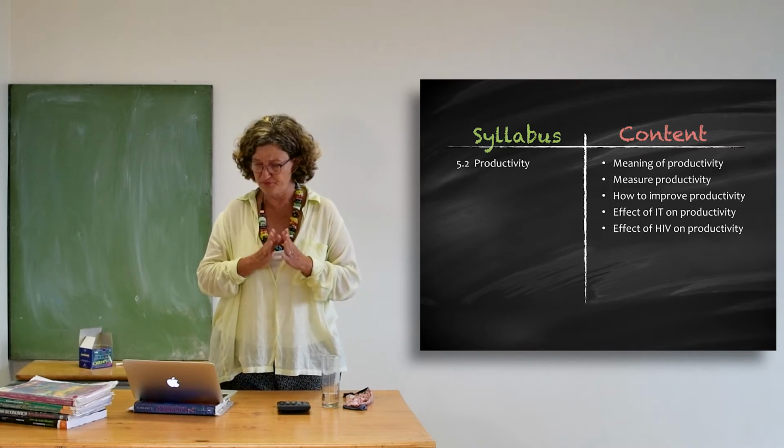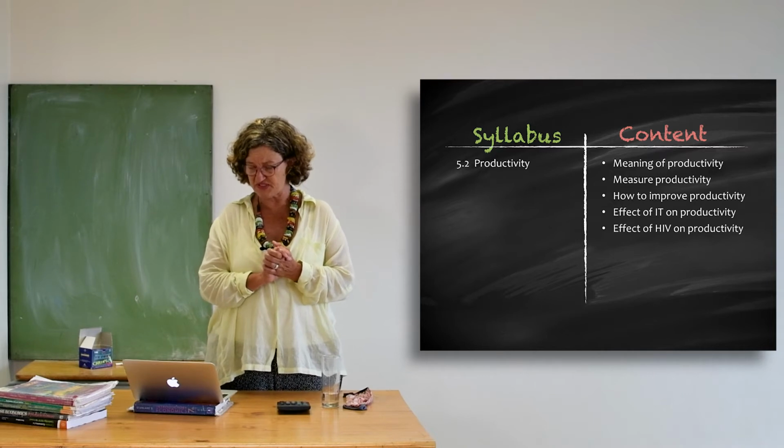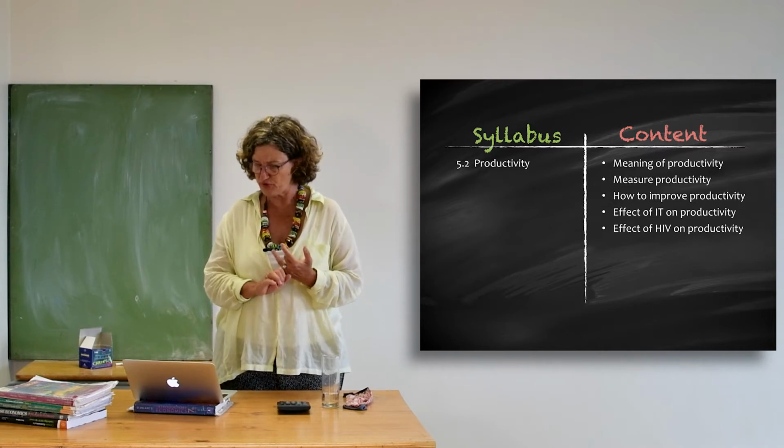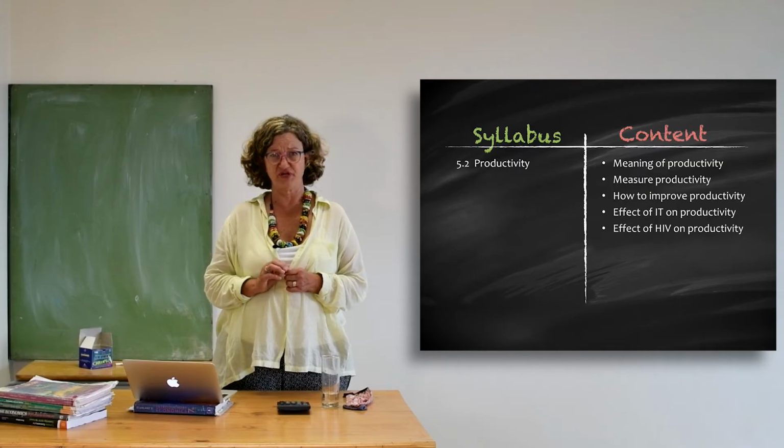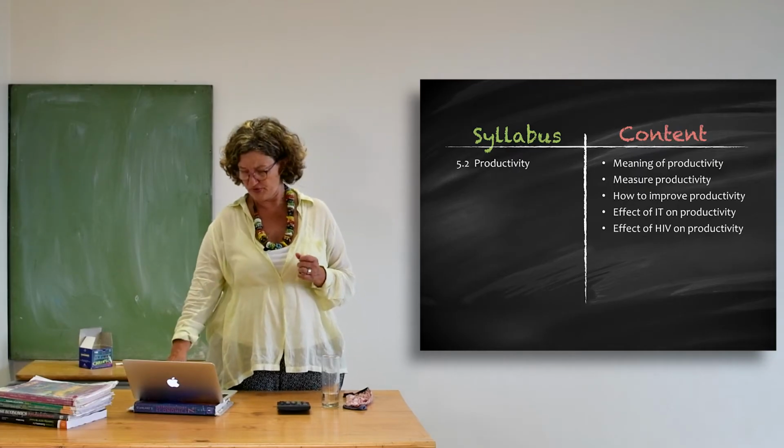So productivity in the syllabus is 5.2. Here we will look at what the meaning of productivity is. We will look at how you measure it. We will look at how businesses can improve their productivity. And then we will also look at the effect of IT on productivity. And we will also look at the effect of HIV on productivity.